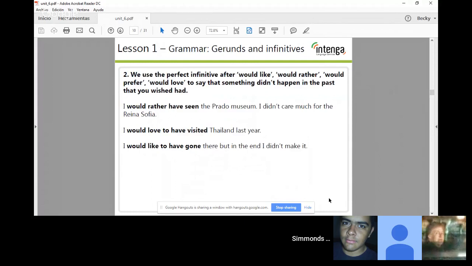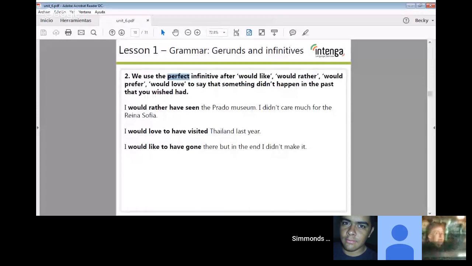Okay. All right, so now we're going to look at the perfect infinitive. And with perfect tenses, what are we going to have? The perfect tenses.